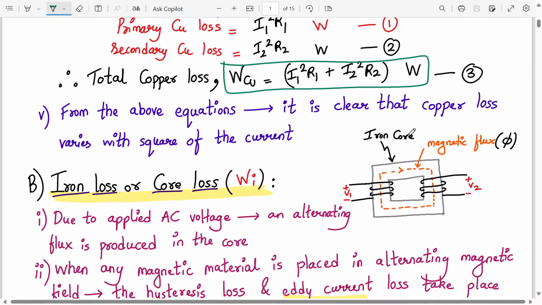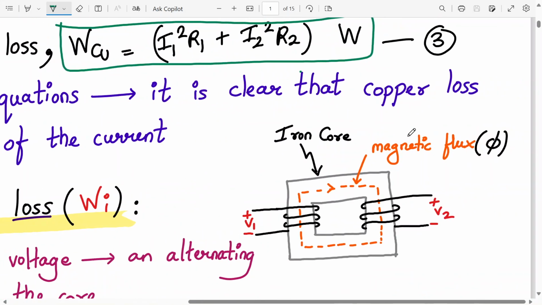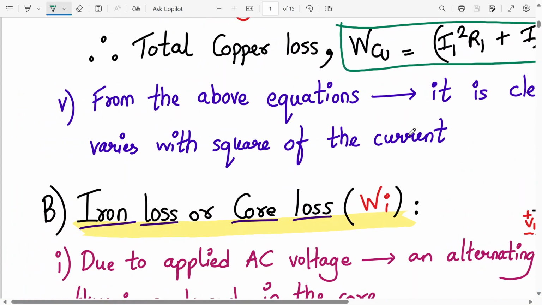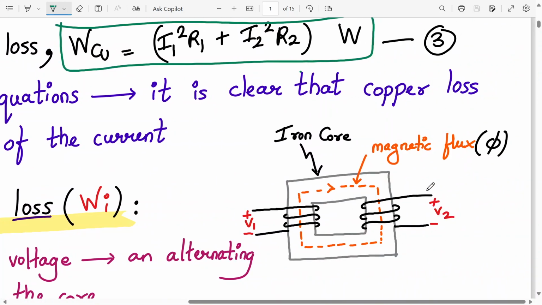Okay. Now, the other type of loss is iron or core loss. So write down point number B, iron or core loss, which is also called WI. The notation is WI. Let us concentrate on this diagram. The base of the transformer is the iron core. It is made up of iron, right?